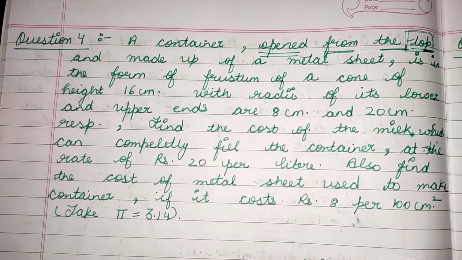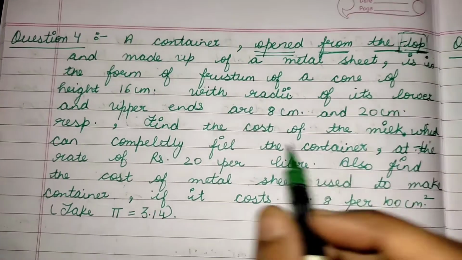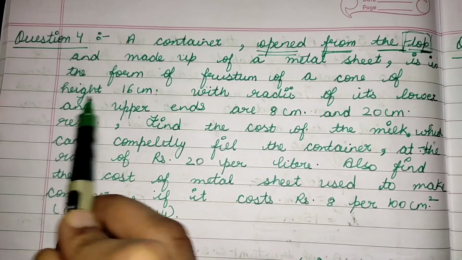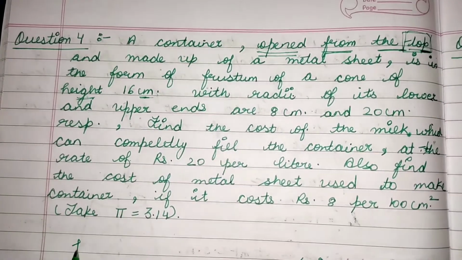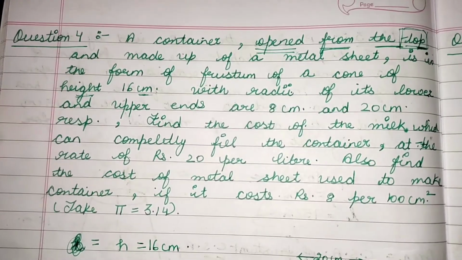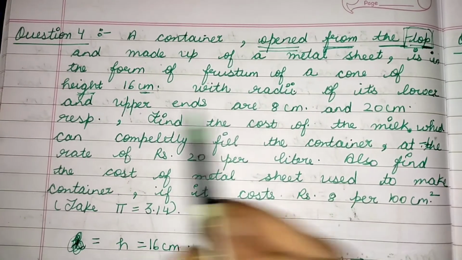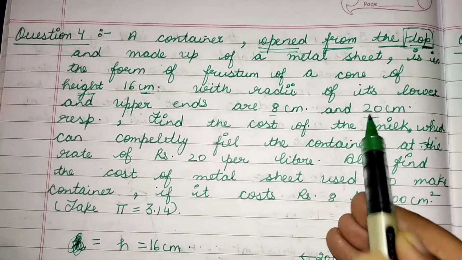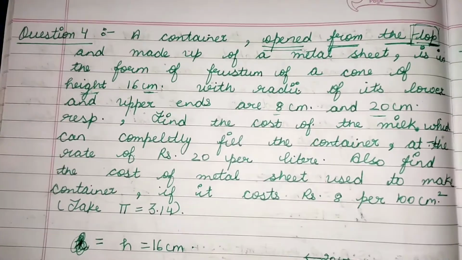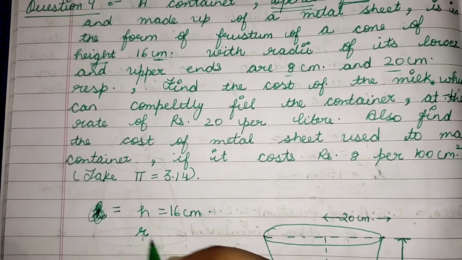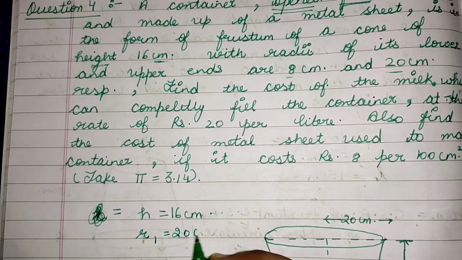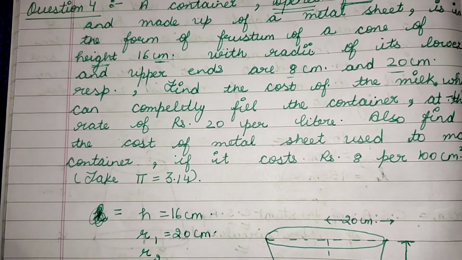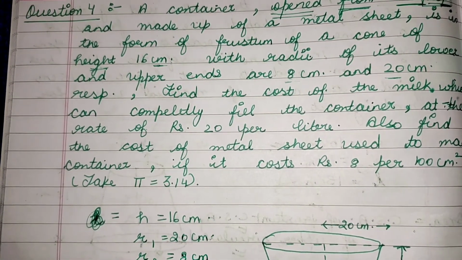So let us first find out what is given to us. Given to us is that the height of the frustum h is 16 centimeter, with radii of its lower and upper ends being 8 centimeter and 20 centimeters. So two radii are given to us. So R1 will be my 20 and R2 will be my 8 centimeter.